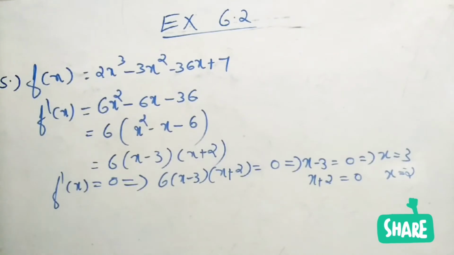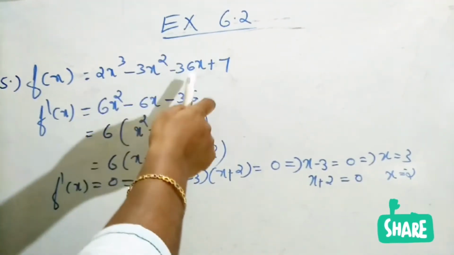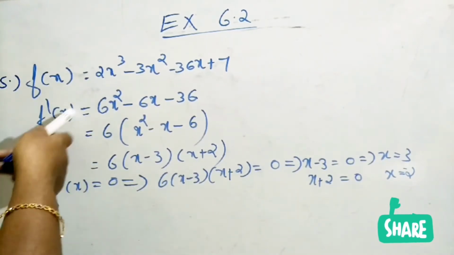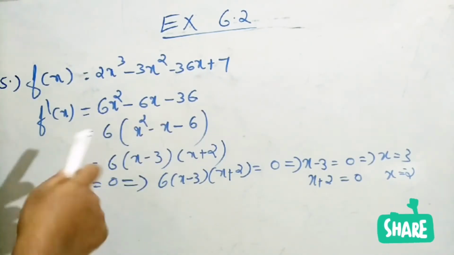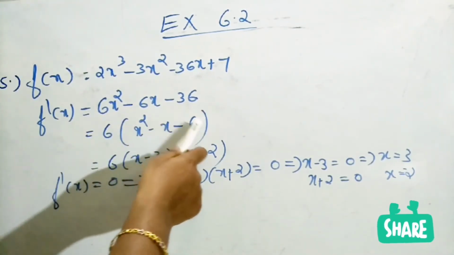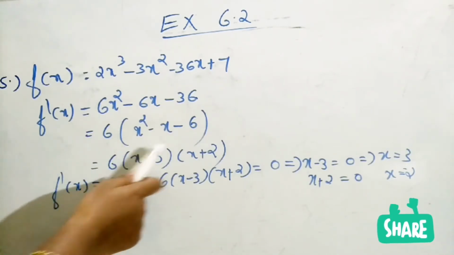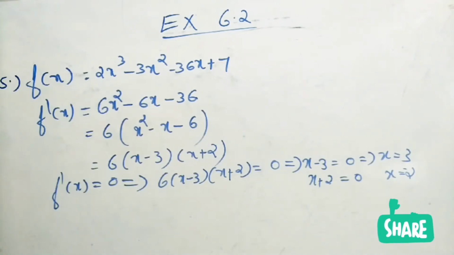Fifth question, we need to find the intervals in which f of x is equal to 2x cube minus 3x square minus 36x plus 7 is strictly increasing and strictly decreasing. So we will find out f dash of x, that we will get as 6x square minus 6x minus 36. 6 is common, just take it outside, then we will have x square minus x minus 6. This is a quadratic polynomial, and we can factorize it as x minus 3 into x plus 2.